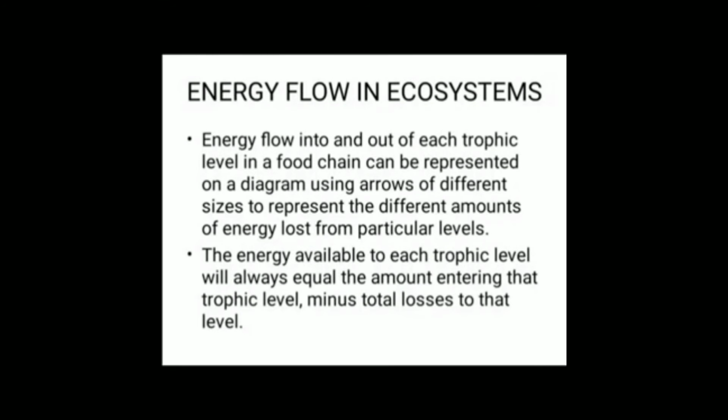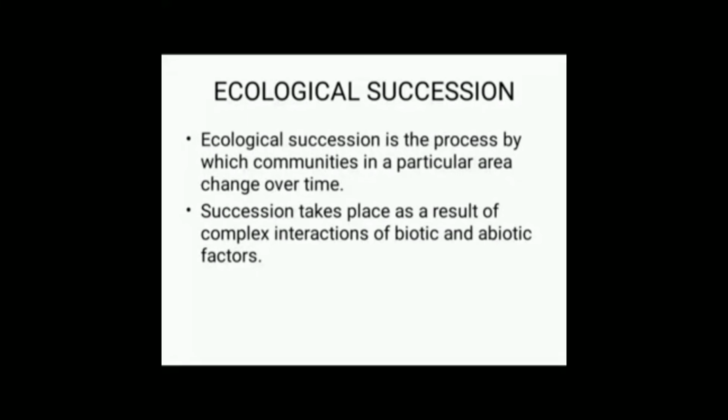Energy flow into and out of each trophic level in a food chain can be represented on a diagram using arrows of different sizes to represent the different amounts of energy lost from particular levels. The energy available to each trophic level will always equal the amount entering the trophic level minus total losses to that level.